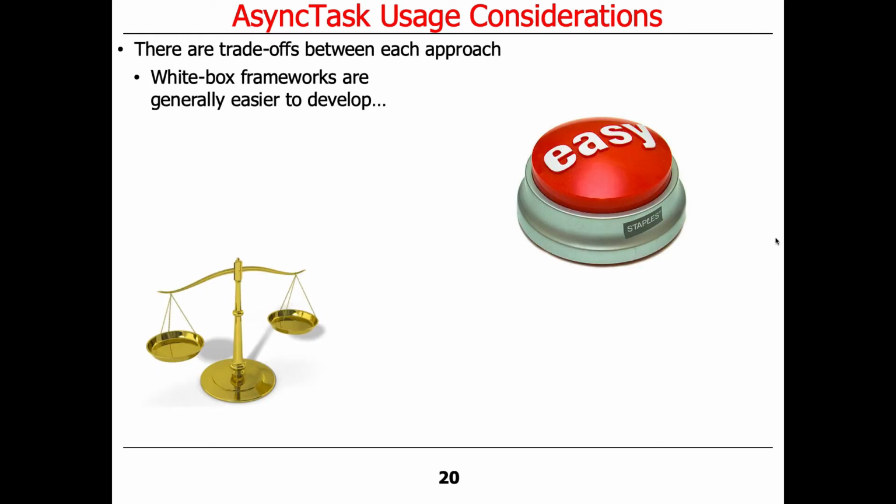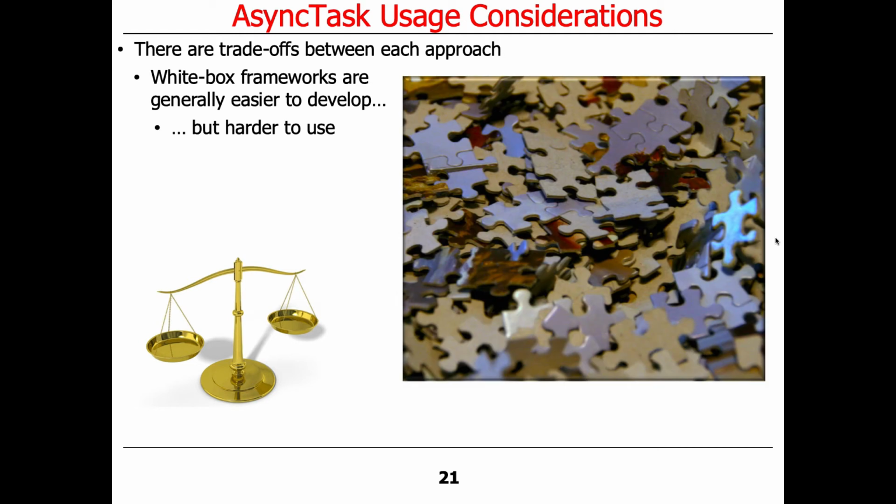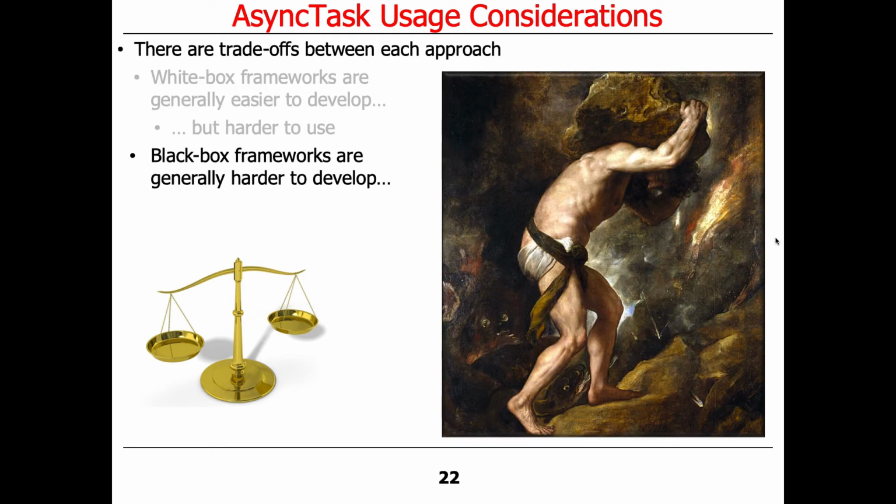And there are trade-offs between black box and white box frameworks. As a general rule of thumb, it's easier to build a white box framework because you're leaving it up to the users to make a lot of the decisions about when and where to extend and override things. But that means the users have more work. So the users have a harder time, even though the developers have an easier time. That's because the users, being programmers, have to know how to assemble the pieces of the puzzle together to make a complete puzzle.